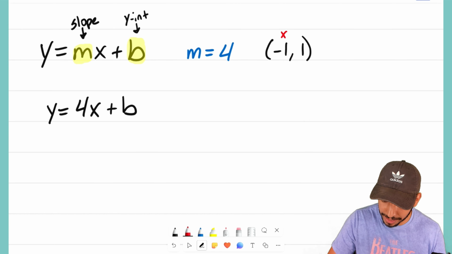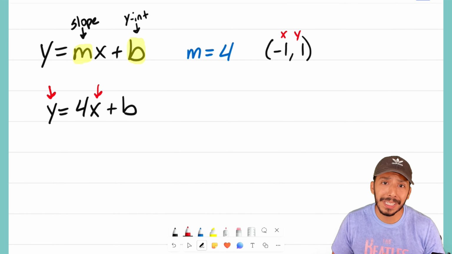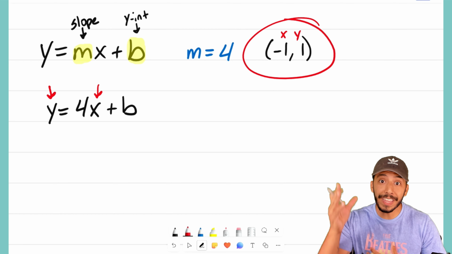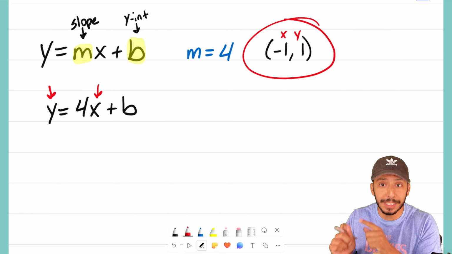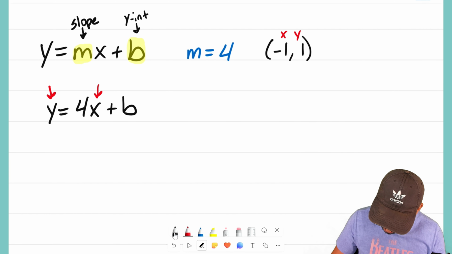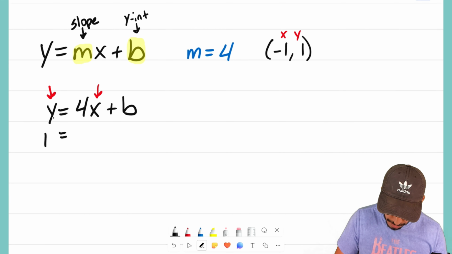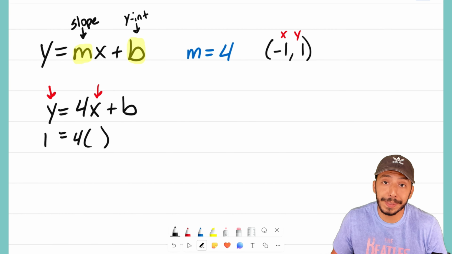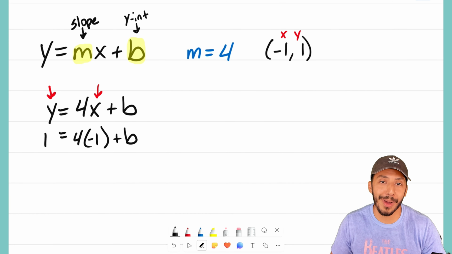So here's how we solve it using this equation that we've started to use: y equals 4x plus b. But guess what? I know what y equals and I know what x equals, because I have a point. So let's put in that x for -1 and let's put that y for +1. Let's substitute it into the equation, and we're now going to have an equation that looks like this. Whoops, not -1. 1 equals, because y is 1, 4 times x, but not x, because we know that x equals -1. And we're still adding that b term on the end.